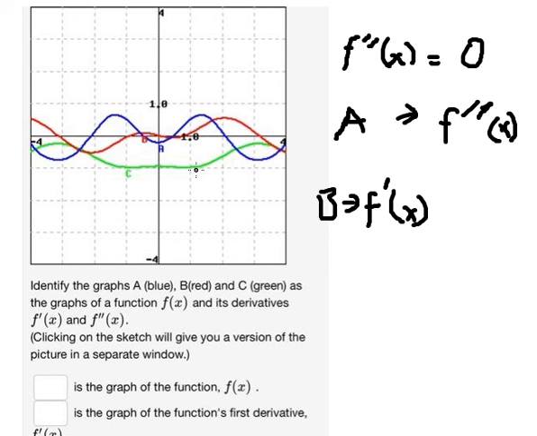And now about C, that should be f of x. So when we see that when the first derivative equals 0, the green line has a local max, this one again a local min, this one again here a local min, and this one here a local max. That's why C is the original. And now we can put the answer in here.